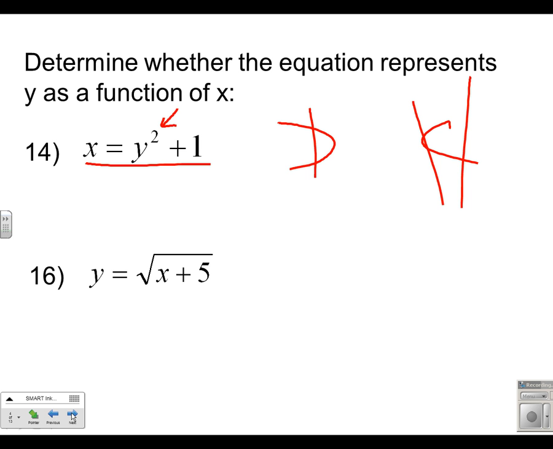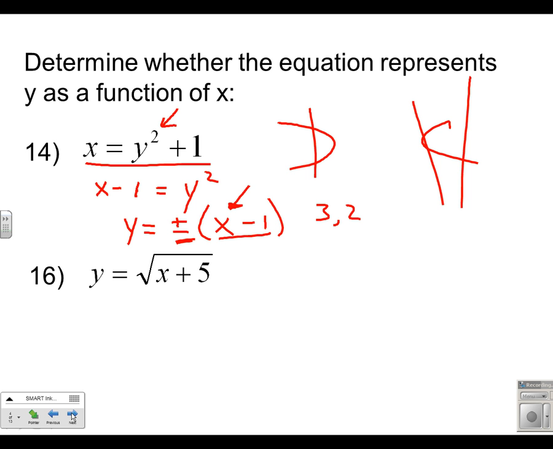Algebraically, if we were to solve this thing for y, we could get x minus 1 equals y squared, or then y equals, when we take the square root careful, plus or minus the square root of x minus 1. Think about that for a moment. Any value other than 1 that I choose for x, so let's say I put 3 in there, this becomes 2, but then it turns into 2 values. So 3 would give me 2 values. It gives me 2, but 3 would also give me negative 2. That is not a function.